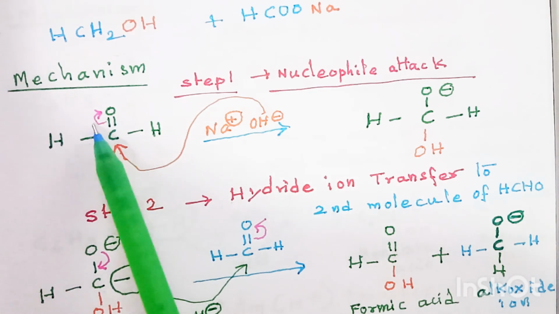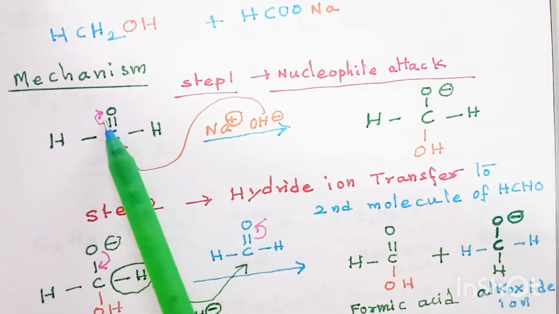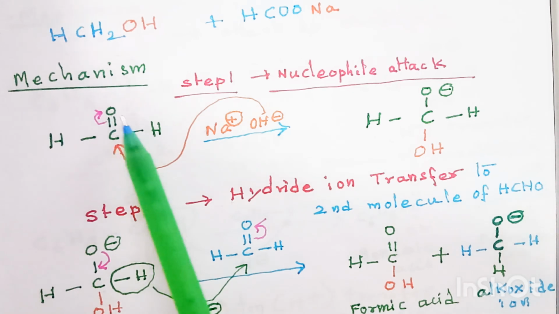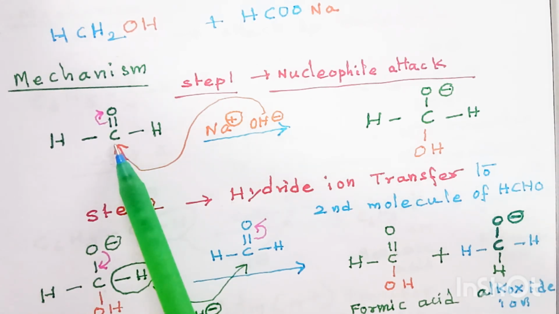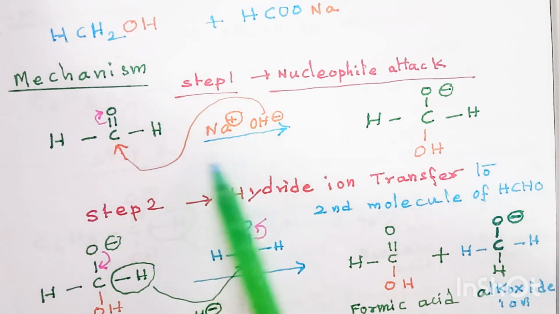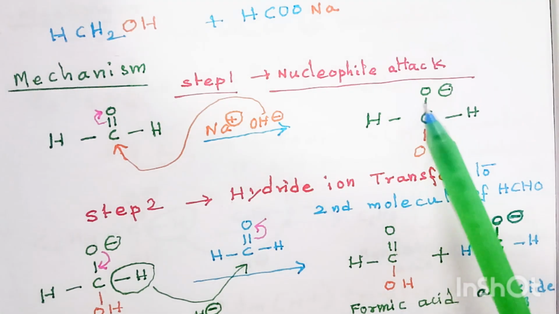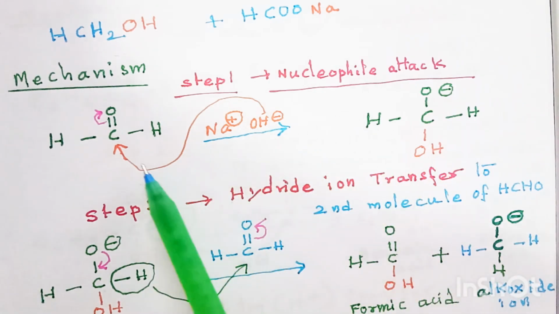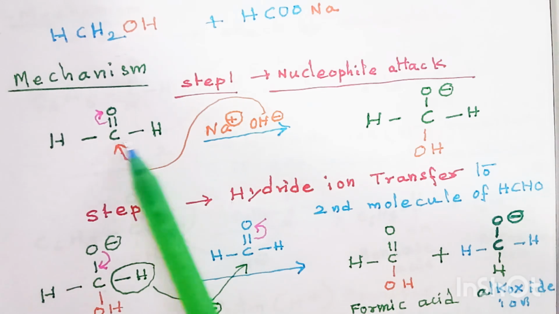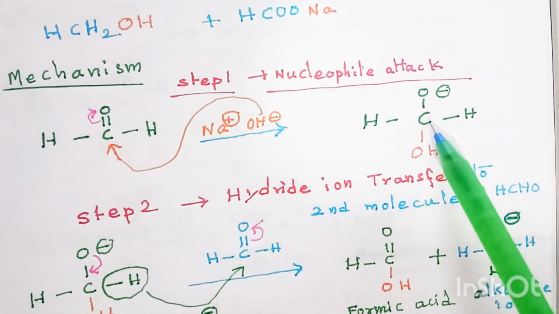This oxygen, being more electronegative, will attract both the electrons of the pi bond towards it. So this carbon becomes positive. Hence the nucleophile attacks this carbon to become HCOH, O minus and H. So this nucleophile attacks the carbon atom and becomes a negatively charged ion here.